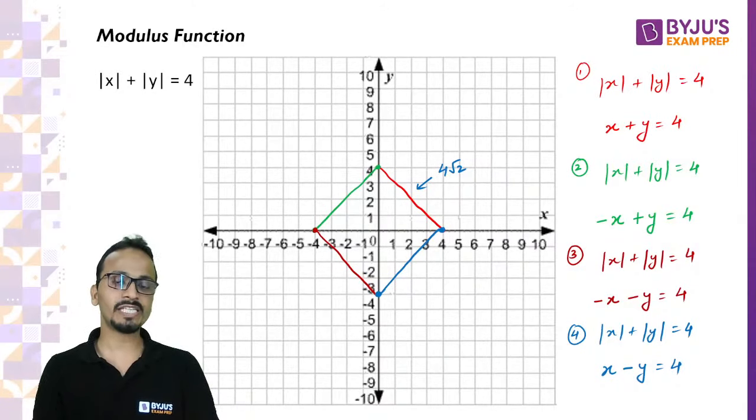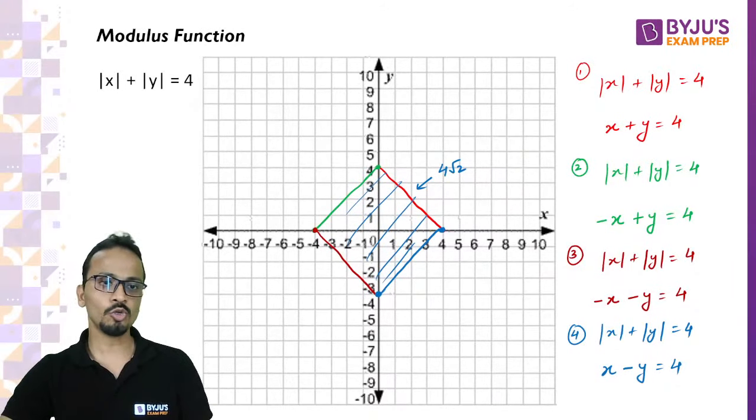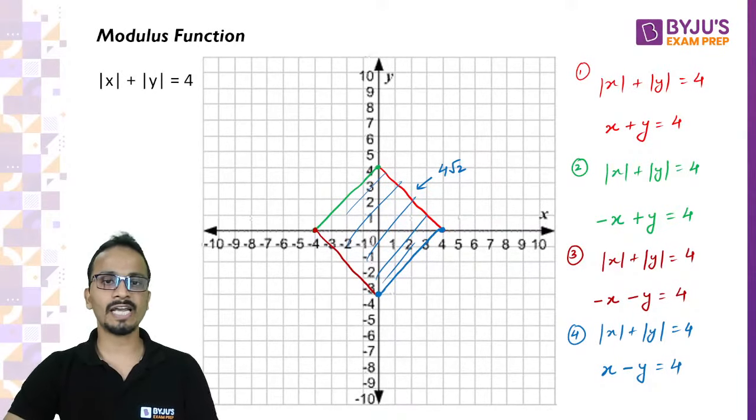So if basically we had to find out the area of this region, area of this portion which is enclosed, so you can either say that this is a square of side 4 root 2. So 4 root 2 multiplied by 4 root 2 will be the area. So area will be equal to 32.